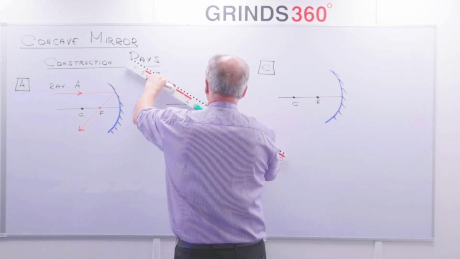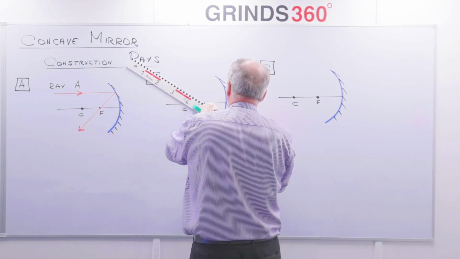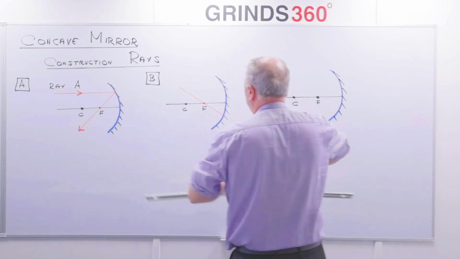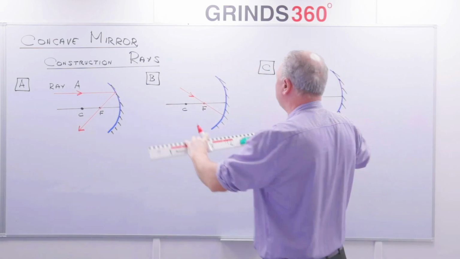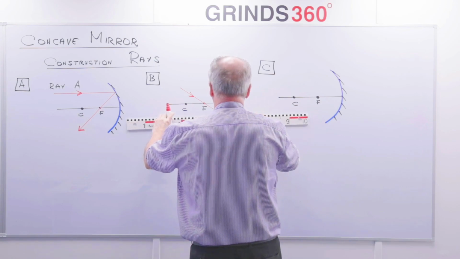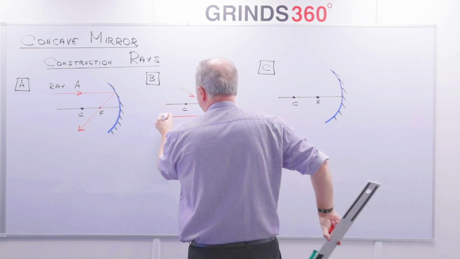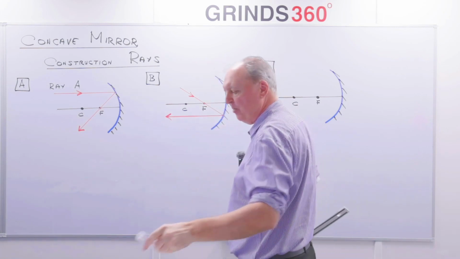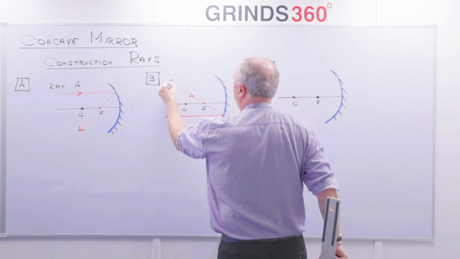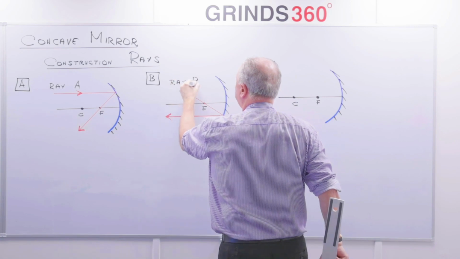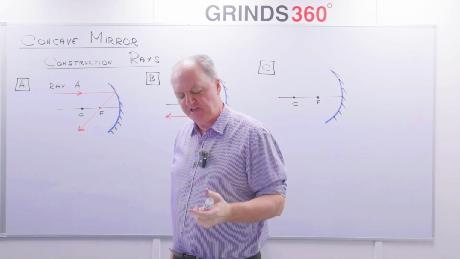Take any ray of light, like this one, that's actually passing through the focus. It goes through the focus like that. What happens to it? It goes out parallel to the principal axis. And now I have two construction rays. We call that one ray B. We'll just go for one more that you occasionally need.